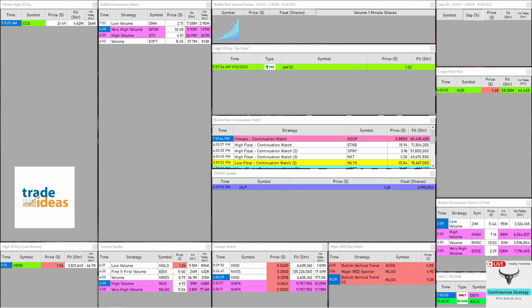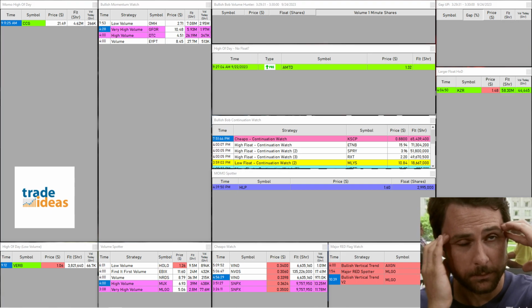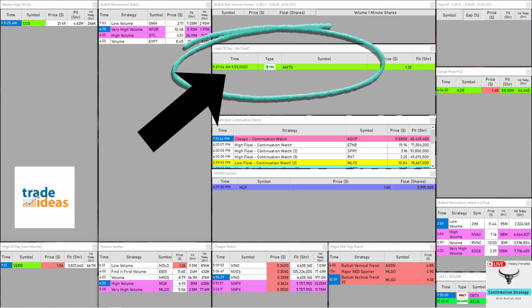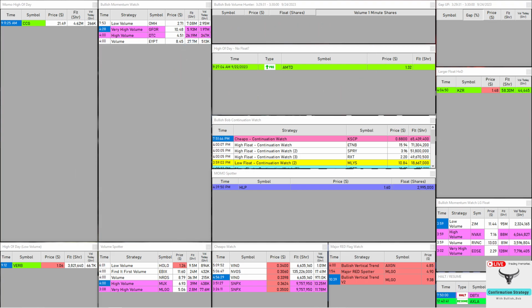Have you ever built a stock screener that doesn't pick up a stock that's moving fast and you're frustrated? Well, this scanner here is designed to eliminate that. If the float is not listed on Trade Ideas, it will still hit this scanner as long as other parameters have been met.